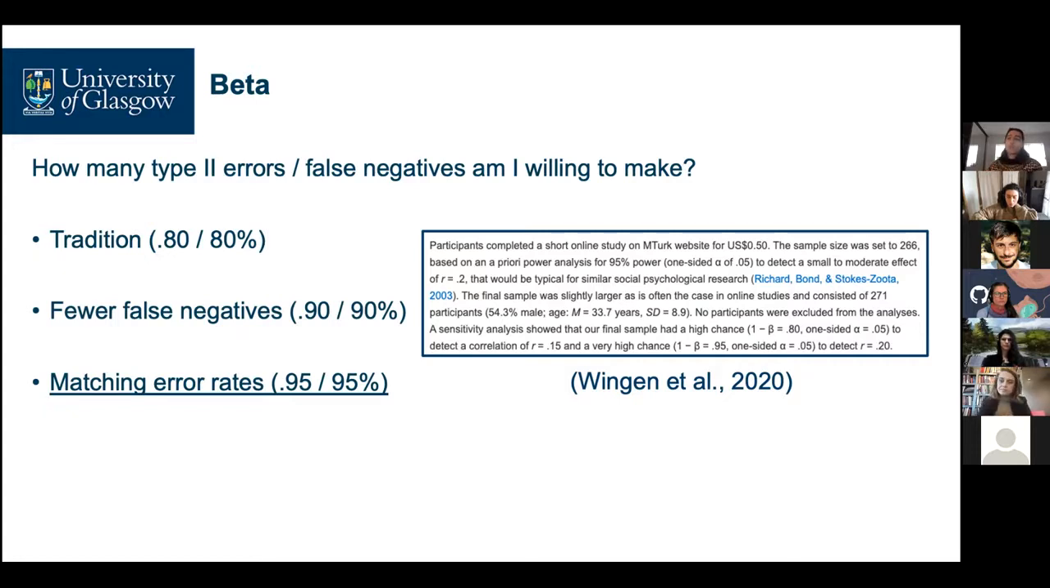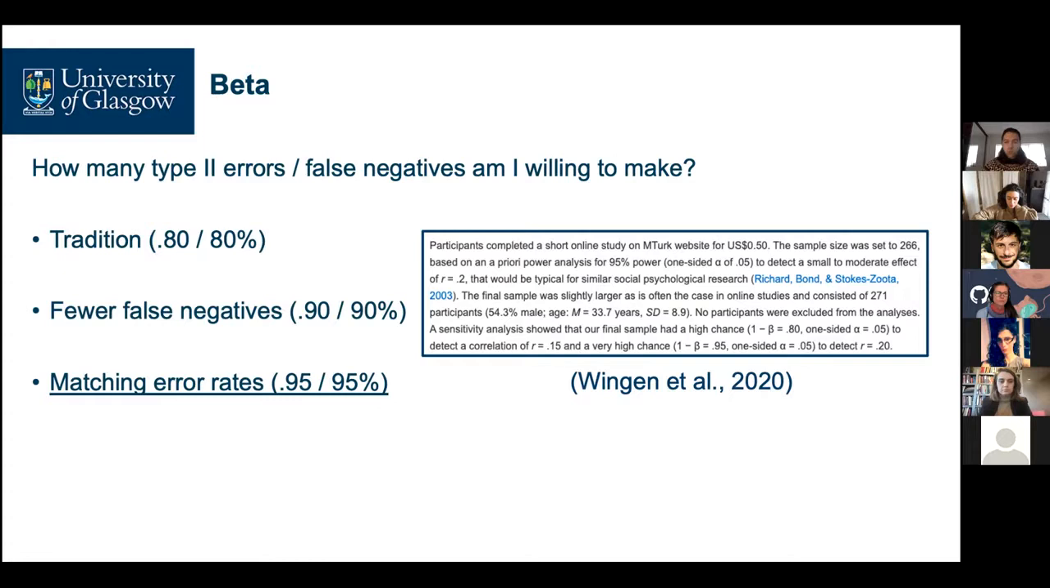And this is actually one of my personal favorite examples of sample size justification in the wild, of someone using it in an article. So they had a power analysis for a small to moderate effect, a correlation of 0.2, and they needed 266 participants for 95% power, with a one-sided alpha of 5%. So they want matching error rates. They want as few type 1 errors as type 2 errors.